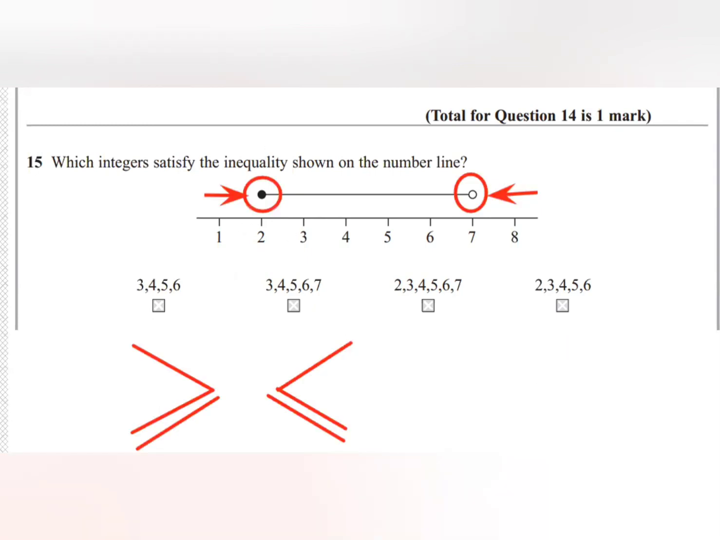Very good. Let's count. Here we have 2, 3, 4, 5, and 6. So the answer is 2, 3, 4, 5, and 6. We don't include the 7 because the circle of the 7 is open, and we include the 2 because the circle is closed, and this is how you answer a question like this.